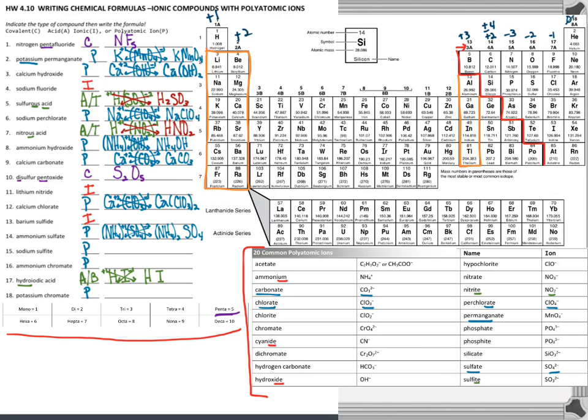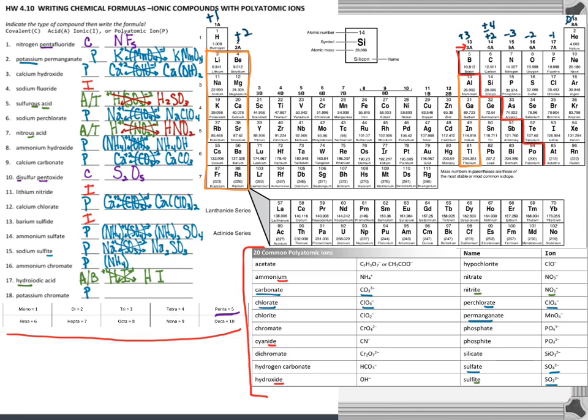Okay, next we have sodium sulfite. So again, sodium is Na, charge of +1. Sulfite, SO3 with a charge of -2. I'm going to crisscross. I'm going to end up with Na2SO3.